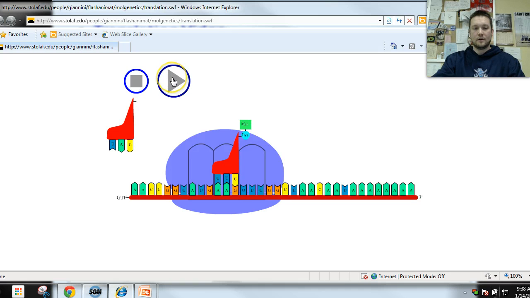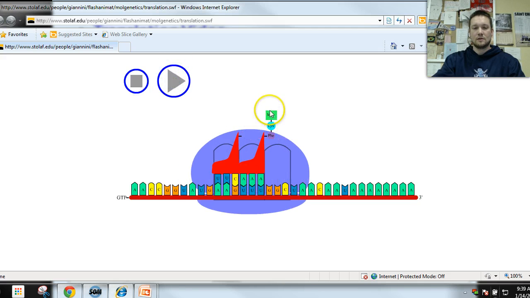Okay, another tRNA is going to show up here. AAA matches that. That has phenylalanine attached to it. We're going to slide over to the P site and attach those. So now we have three amino acids together, so we're starting to build a protein there.